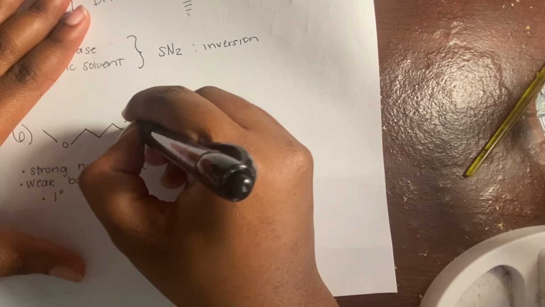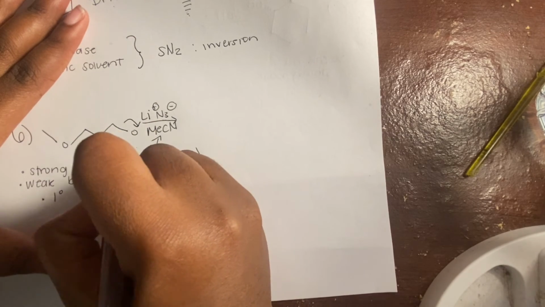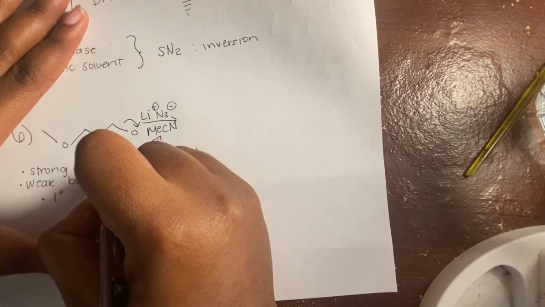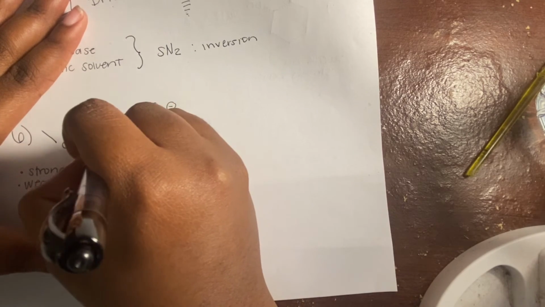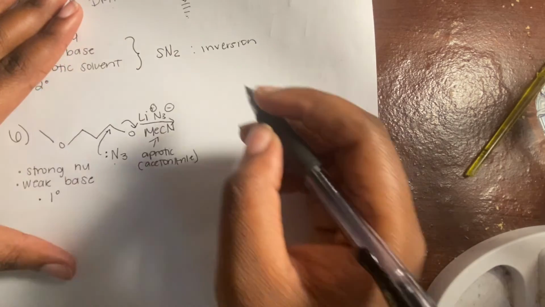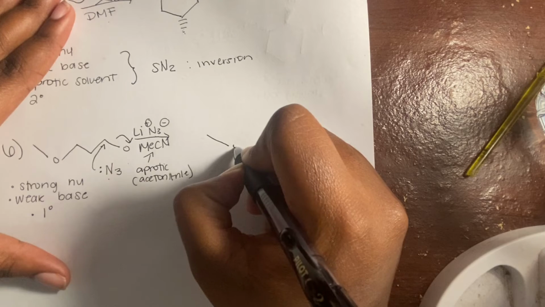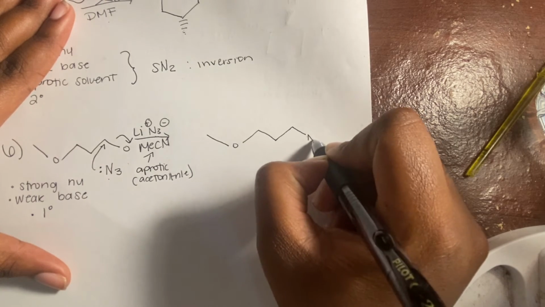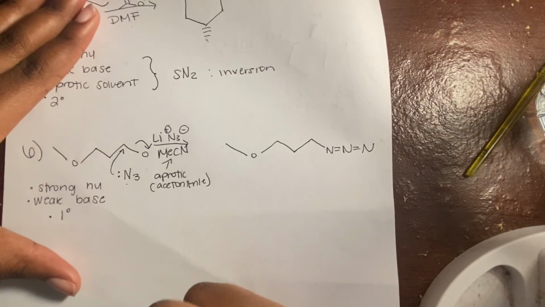So another substitution. We know it's one step. Our leaving group is going to leave. In solution, the N3 is going to separate from the lithium. And then our nucleophile is going to attack the electrophilic carbon all at once to give us a product that looks like this. Okay.